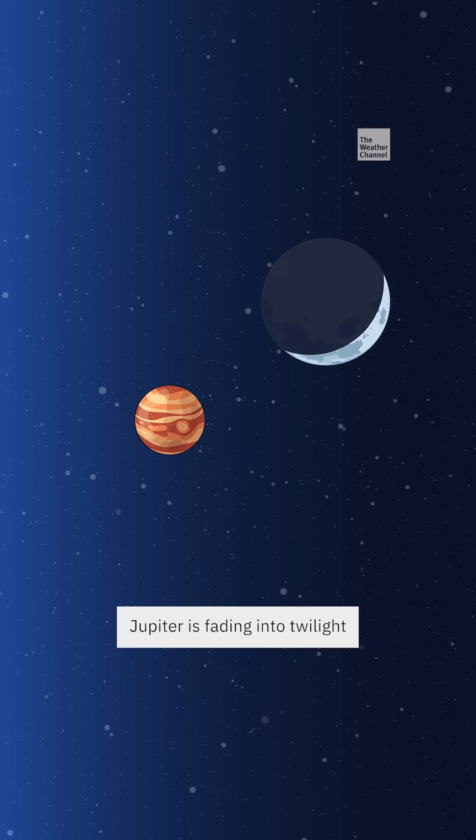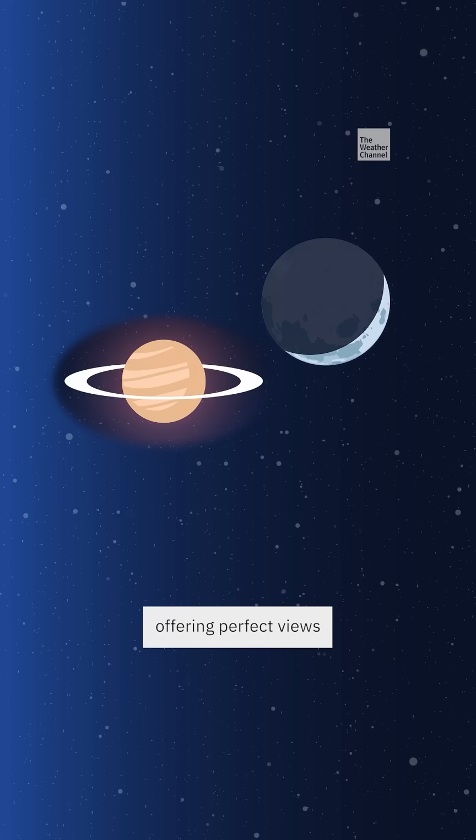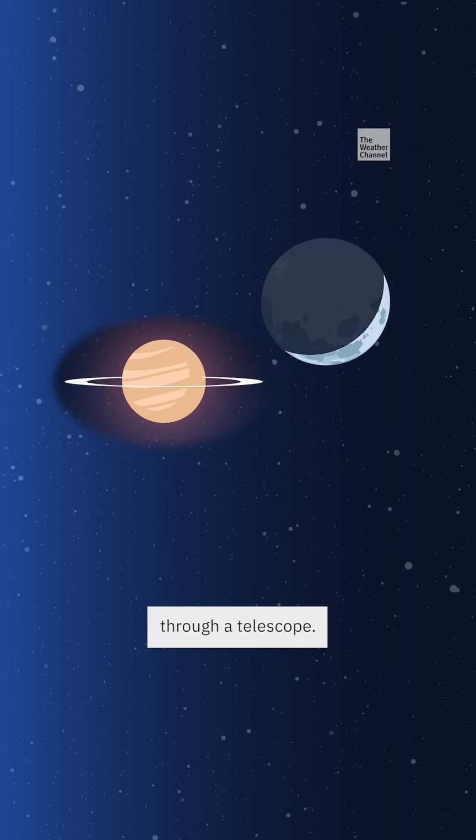Jupiter is fading into twilight this week, setting earlier each night, while Saturn rises earlier, offering perfect views of those iconic rings through a telescope.